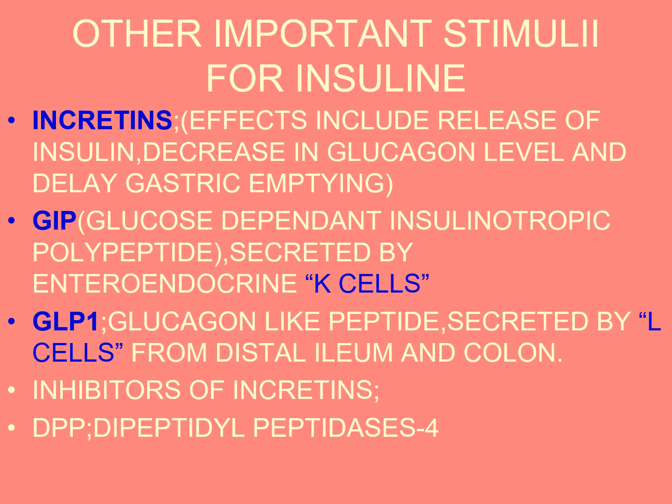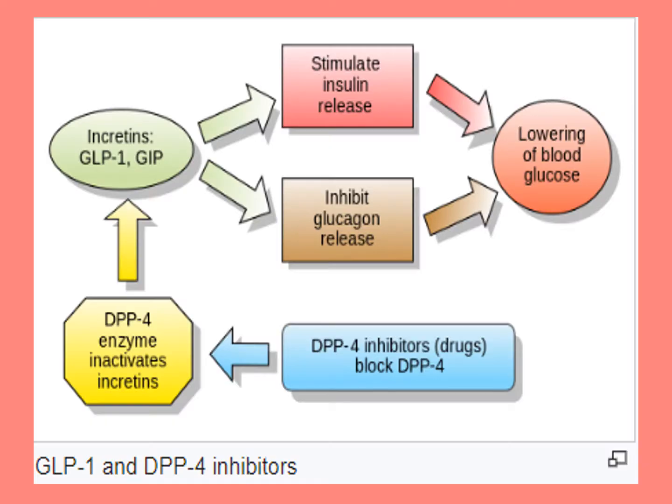And the inhibitors of these incretins, the dipeptidyl peptidases, immediately degrade these different incretins. The DPP4 inhibitors are one of the most important classes of drugs used in diabetes nowadays.